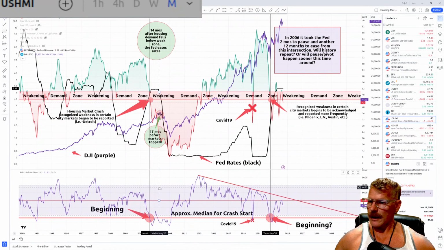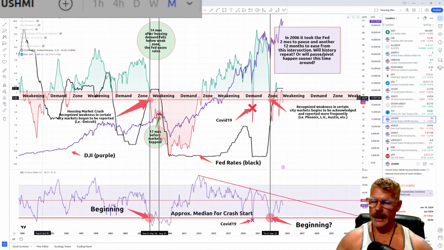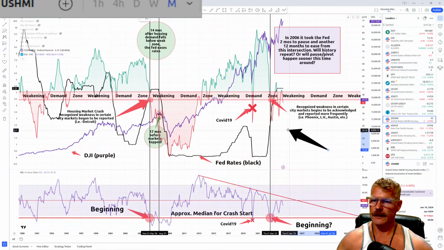This is a chart that tracks the housing market index from the National Association of Home Builders. And what I've done here is I've created a band. You'll see this in red. Let me get out a black arrow again, guys, so you can see what I'm talking about. All right, so let's see this band right here. This is what I have charted as the weakening demand zone in the housing market price.